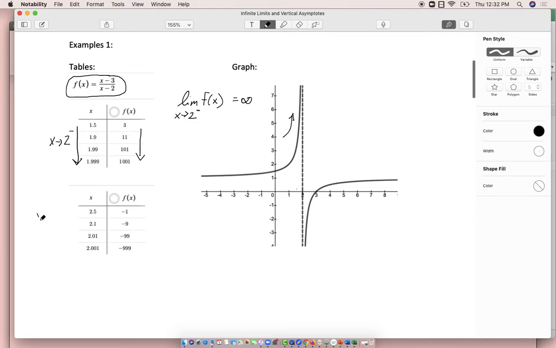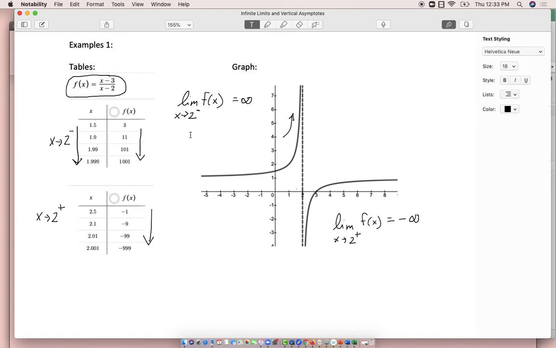Now if we look at x approaching 2 from the positive side, which means we're going to keep picking x values getting closer and closer to 2, but we're on the right side. So 2.5, I get negative 1. 2.1, I get negative 9. 2.01, I get negative 99. 2.001, I get negative 999. Do you see that the y values are growing without bound in the negative sense? So I would write this as this limit is negative infinity.